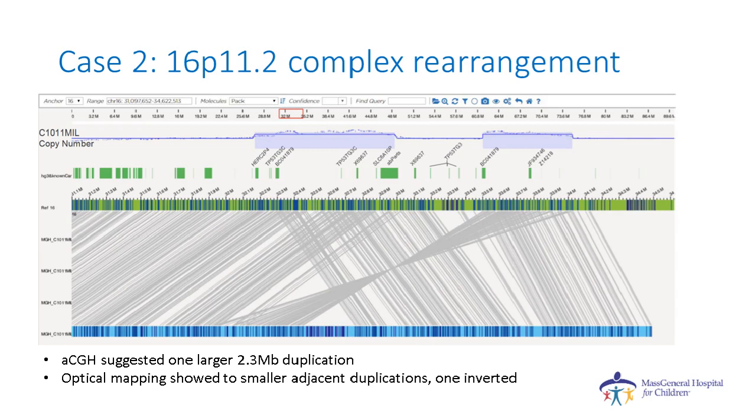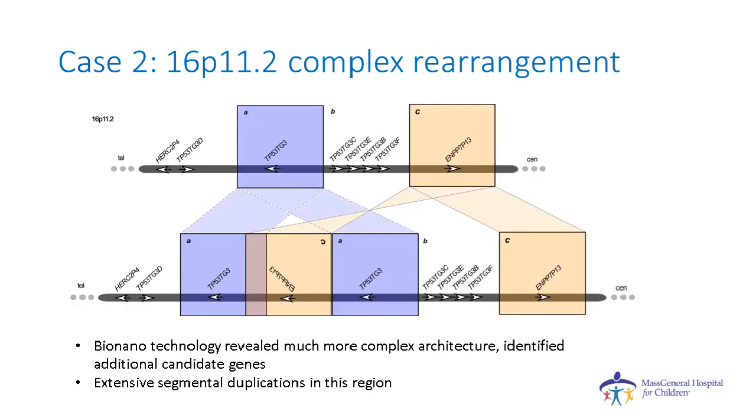So what you can see here is the reference genome in green and the patient genome in blue. And at the top, in the sort of lavender color, is the copy number call. And what you can see is that this is actually two adjacent duplications instead of one large duplication, and that the second duplication is actually inverted as well as duplicated. So this rearrangement ended up being considerably more complex than we had originally hypothesized based on the microarray technology.